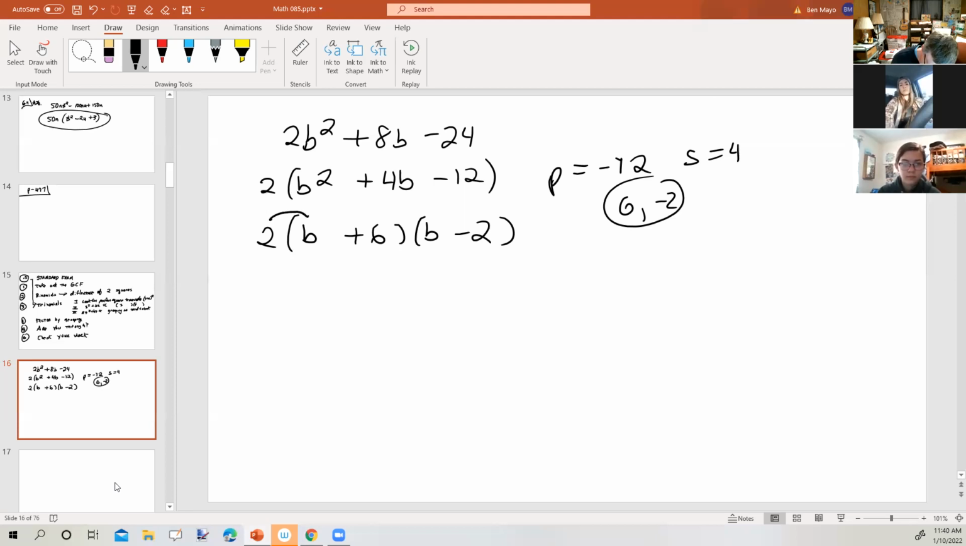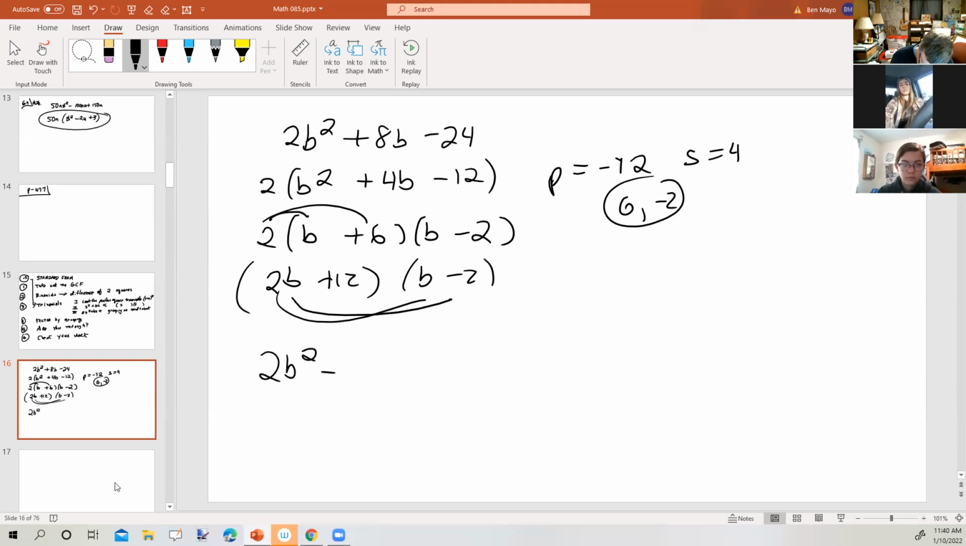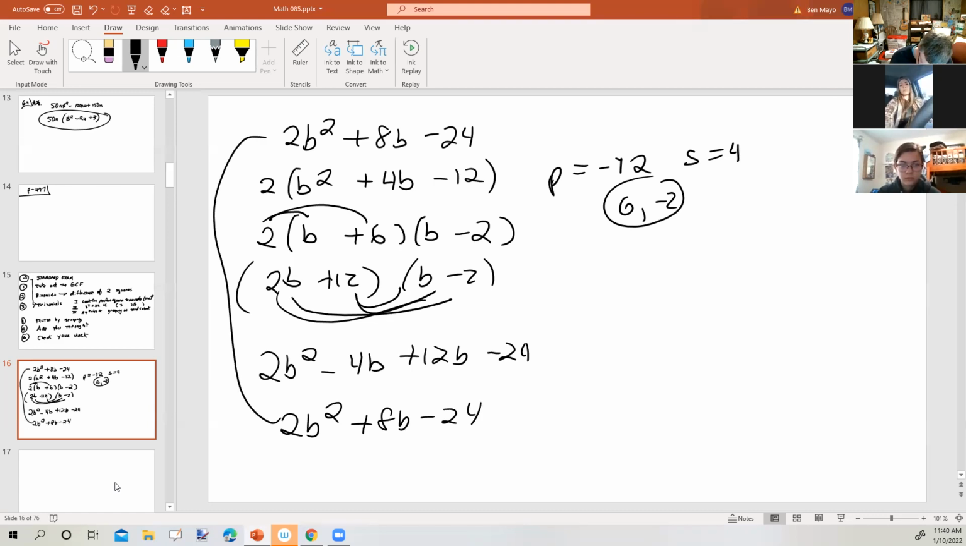So I'm going to start by distributing 2b plus 12, and then that times b minus 2: 2b squared minus 4b plus 12b minus 24, 2b squared plus 8b minus 24, and it checks. So this is the final answer. Any questions about that particular problem? All right, we'll continue.